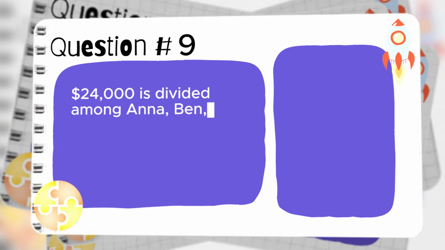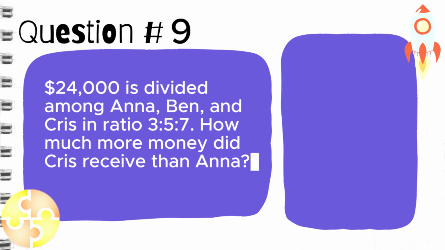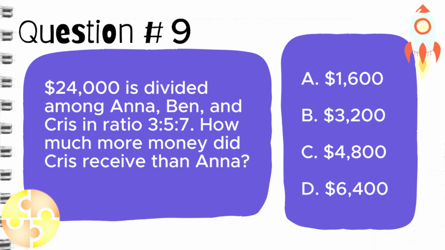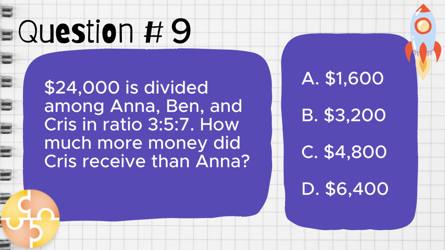Question number 9. $24,000 is divided among Ben and Chris in a ratio of 3 to 5 to 7. How much more money did Chris receive than Anna? A. $1,600. B. $3,200. C. $4,800. D. $6,400.